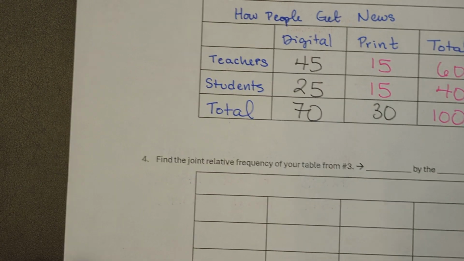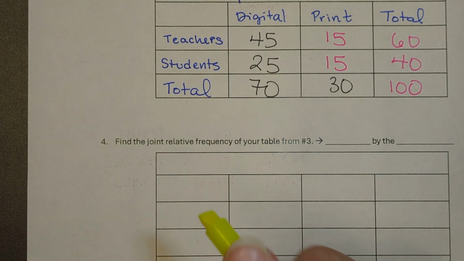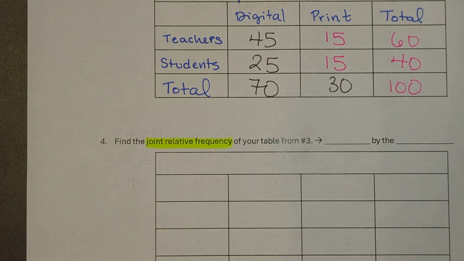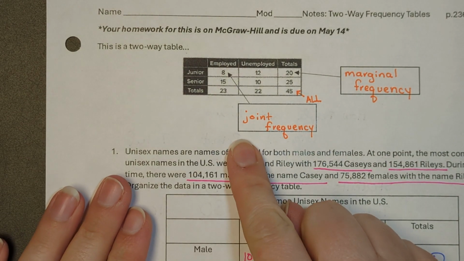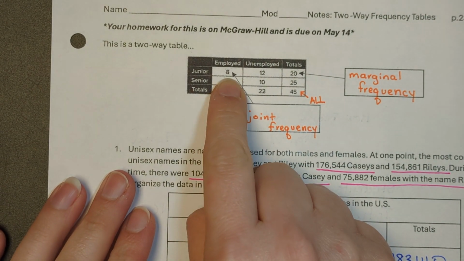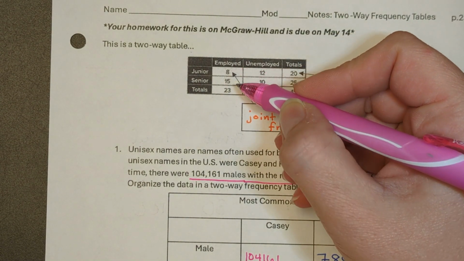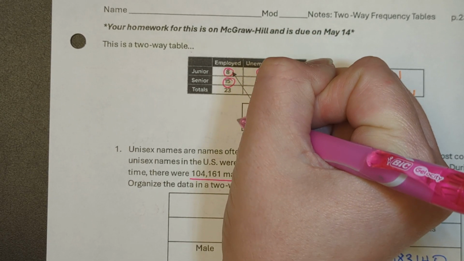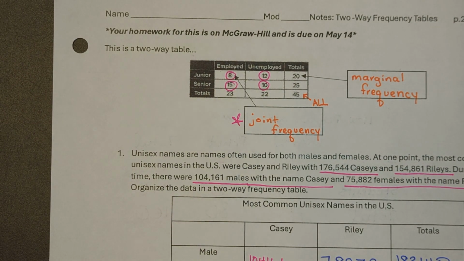So here's the next step for this, okay? You're gonna take this table and you need to find something called the joint relative frequency, okay? So remember joint relative frequency. When you go to the front, what did we say the joint frequency was? The first one. So just to be clear, the 8, the 15, the 12, and the 10, all of these are joint frequencies. That's the joint frequency for each of those little categories, okay?